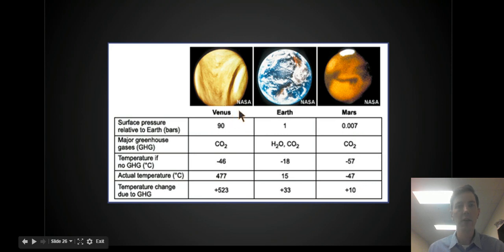Now, Venus is another planet in the solar system. Venus has something like 90 times the amount of greenhouse gases that we do. And look at its temperature. Its average temperature is 477 degrees Celsius. That is incredibly hot. That clearly is way too hot for life. So you can see that when you have a lot more greenhouse gases, you trap a lot more of the sun's energy, and it gets a lot hotter on the planet.